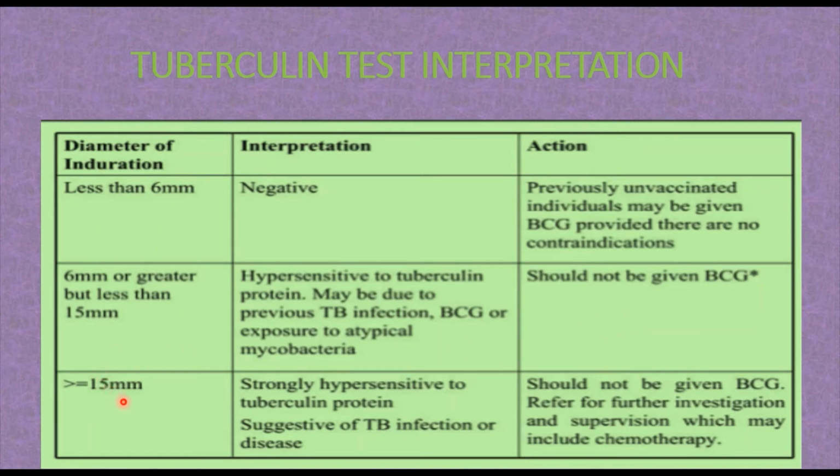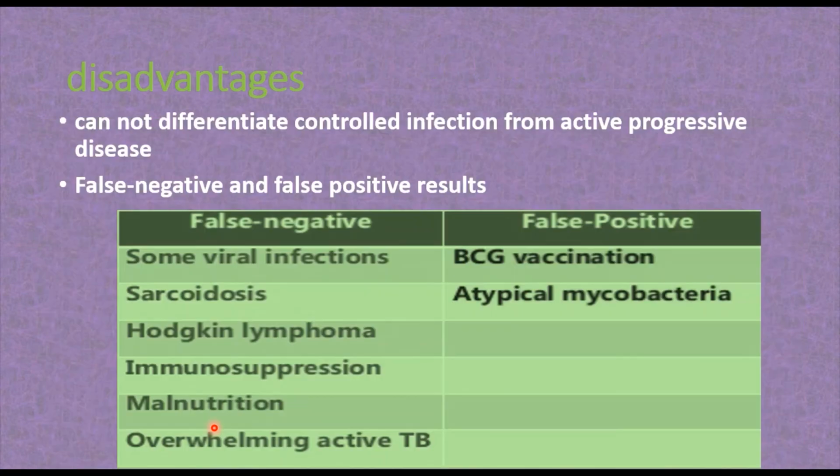Suppose the wheal or induration is more than or equal to 15 millimeters, then we can interpret it as strong hypersensitivity to tuberculin protein, suggestive of TB infection or disease. The action we are supposed to take is that the BCG vaccine should not be given, and the patient should be referred for further investigation and supervision, which may include chemotherapy. So this is how you interpret the different diameters of the induration formed due to the tuberculin test.